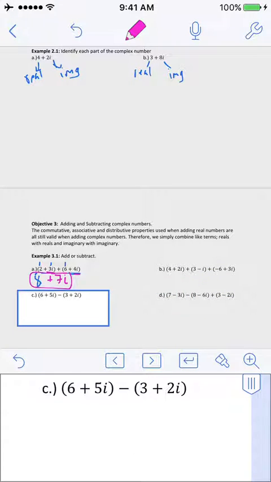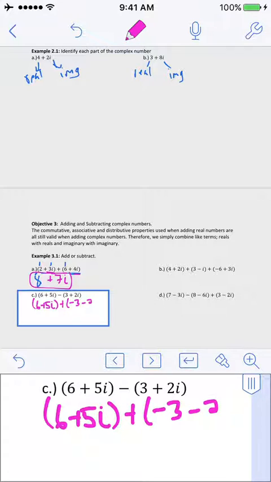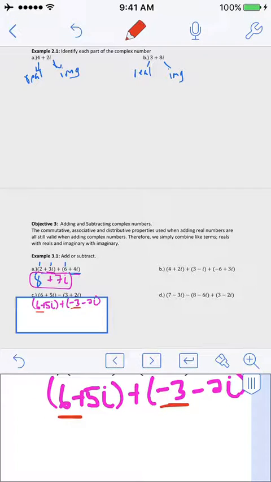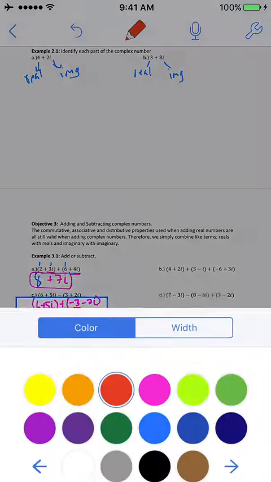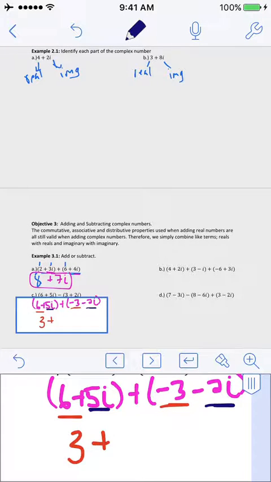Let's try a subtraction one. I can do this one of two ways. I can just remember that I'm subtracting, but if you're like me and you like to create easy ways for yourself, keep the first one the same, change the second one to the negative version. So distribute it, and then do like terms that way. So adding like terms, 6 plus negative 3 would be 3. Adding the imaginary part, 6 plus negative 2 would be a 3i.